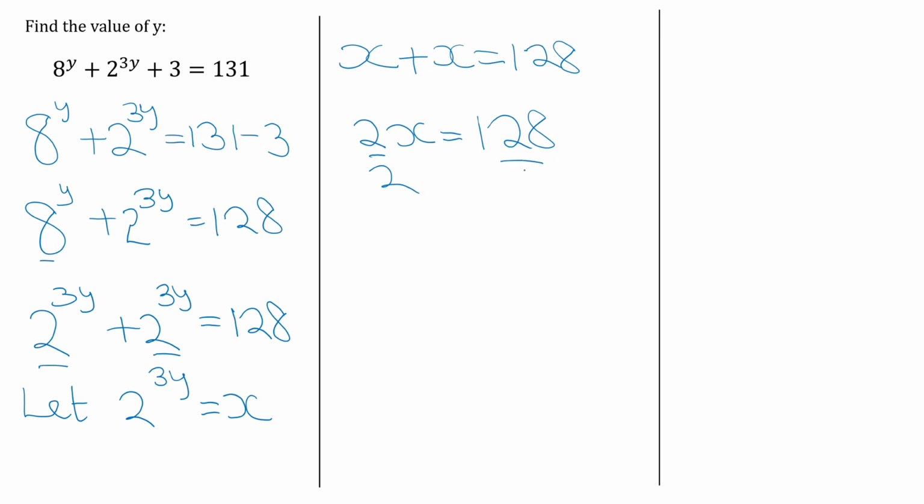x plus x is equal to 2x is equal to 128. Divide both sides by 2. This one gives you 1. This one gives you 64. So x is equal to 64.